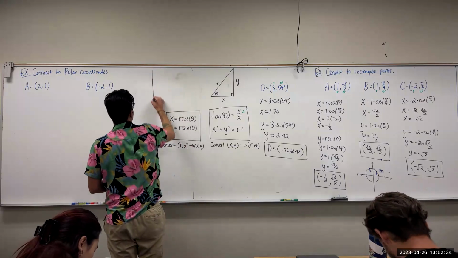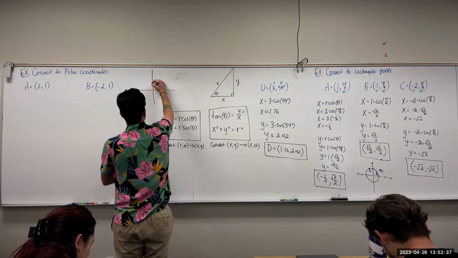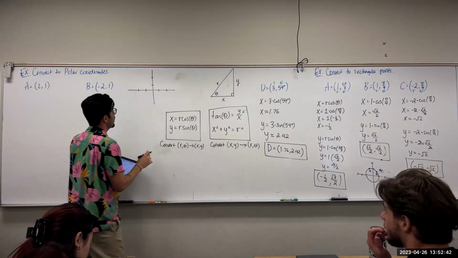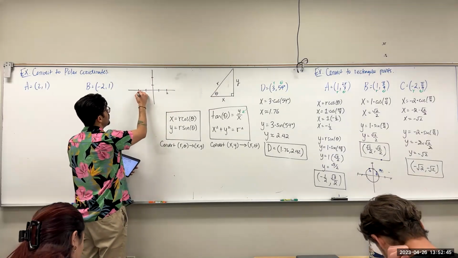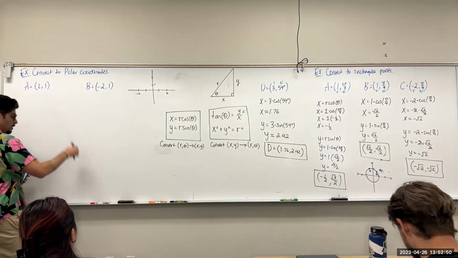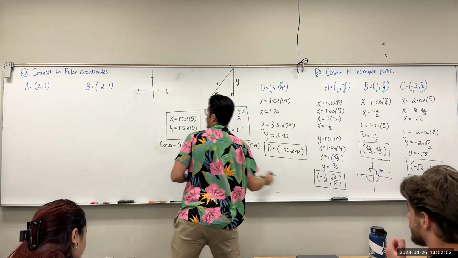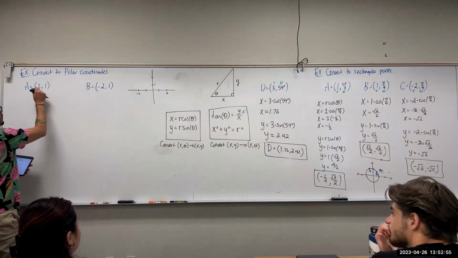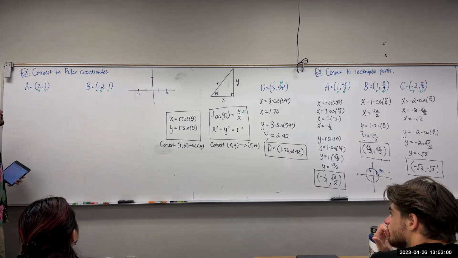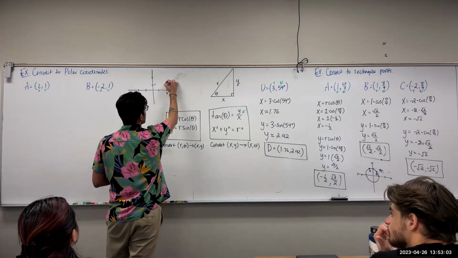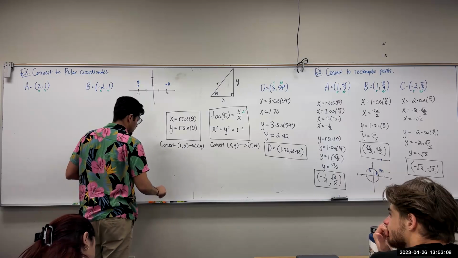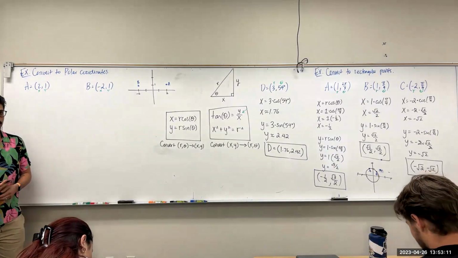And then just visually, I'm just gonna plot them, so we can kind of estimate the angle and the value of R. There's 2, -2, there's 1. Right now, these are in rectangular, because they're asking us to convert. So this is XY, this is XY. So (2, 1) is right here. Here's A. And then B is right here, (-2, 1).